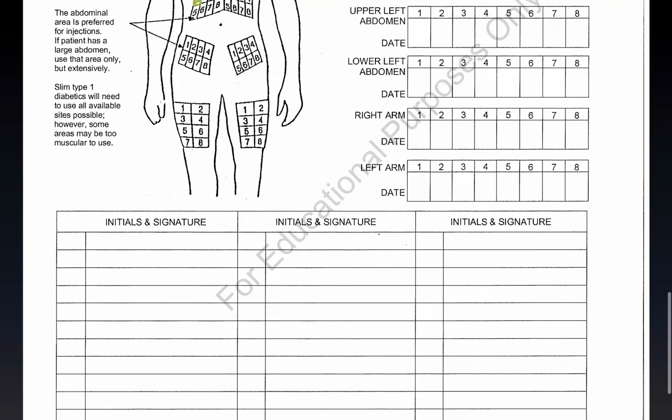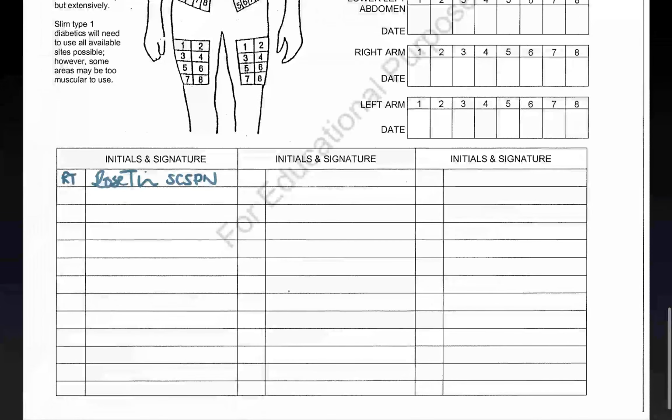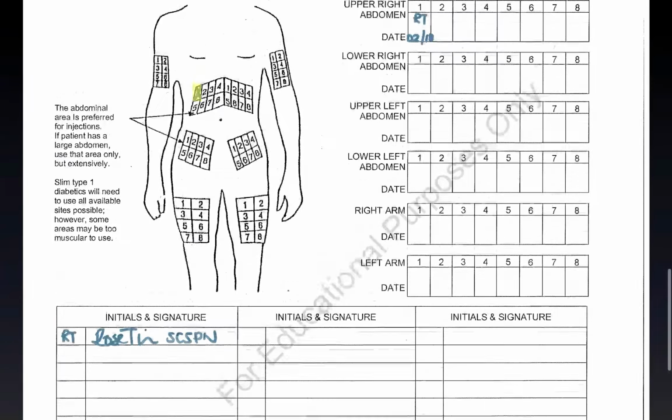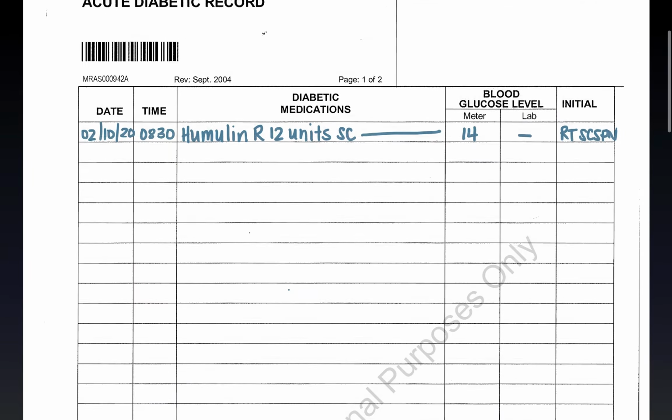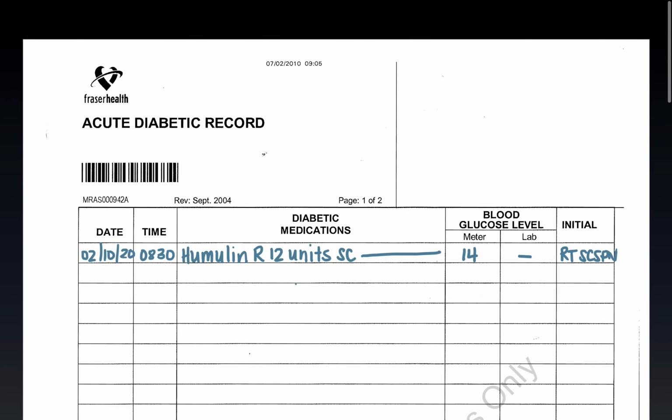And if you have not already done so, then you can go ahead and write your initials. But if this was a patient that you have taken care of before, then you don't need to continue to rewrite your initials and signature every single time. This is just a one-time deal. Okay, and that's how you would record on the acute diabetic record after the patient has received their insulin injection.